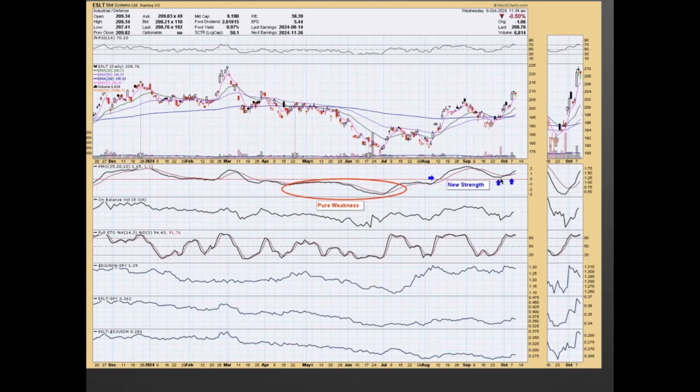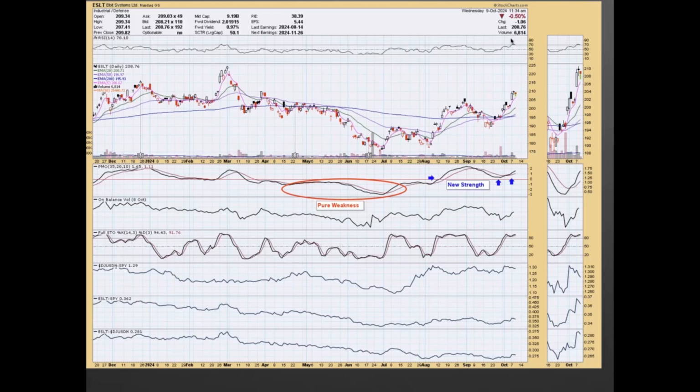And so now you can see that we had new strength building here. You got a PMO crossover buy signal above the zero line. That demonstrated pure strength. And now you've got the price rising very strongly here on Elliott Systems, ESLT. Again, this was a chart that I picked out yesterday for this presentation. So this is looking good right now for some continued move to the upside.